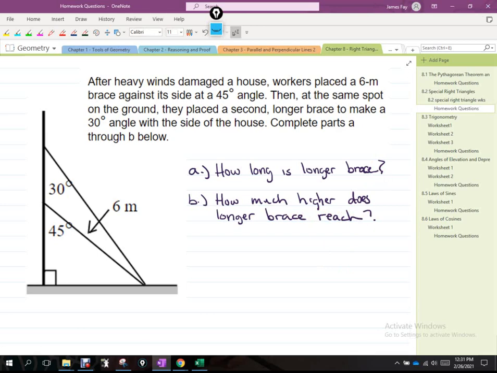All right. Scenario says heavy winds damaged a house. Workers placed a 6-meter brace against the house at a 45-degree angle. Okay. So over here is your house, right? Are we okay with the image here? Try to keep this wall from maybe falling down, whatever. So then at the same spot on the ground, they placed a second longer brace to make a 30-degree angle up here. Okay. Let's complete the parts below. So they want to know how long is this longer brace.